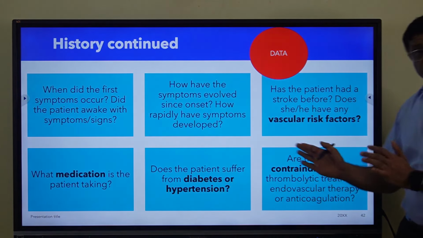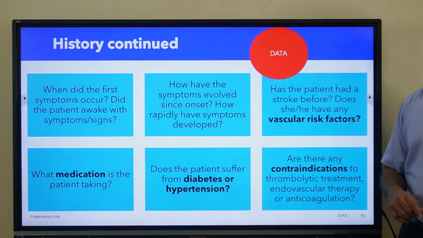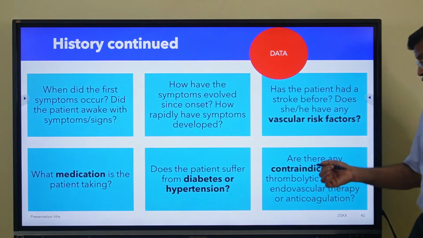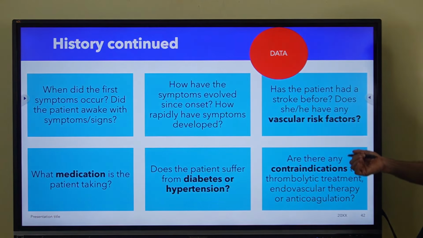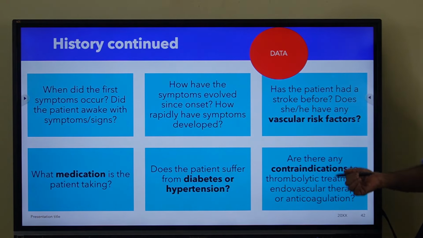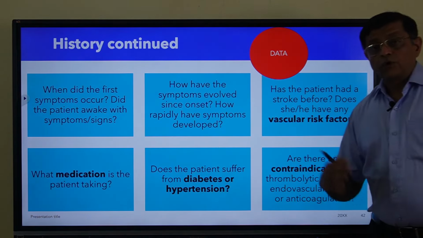While the patient is being screened for the stroke and being prepared for CT scan, just go through the history, examination, and see for any contraindications for thrombolysis or contraindications for endovascular treatment or contraindications for anticoagulation, whatever is required.